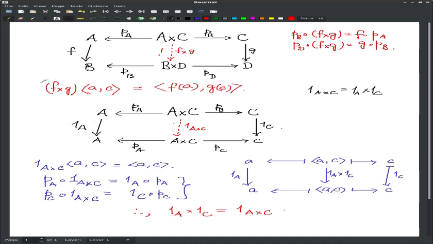See, I don't need to look into this formula for the function. What I did was, I just checked if I can fill this place which makes both these squares commutative. If I can do that, then that is that unique function required. And I did it over here with one identity of A cross C, and therefore it must be, as we established in general, 1 of A cross 1 of C. Is it clear?